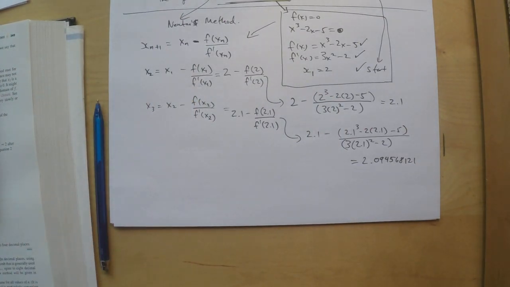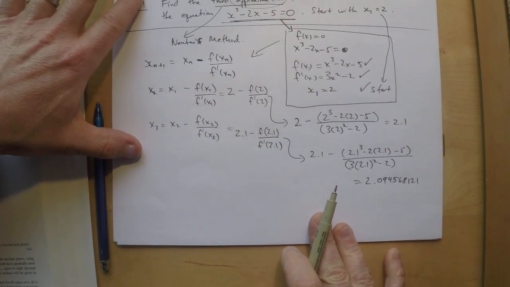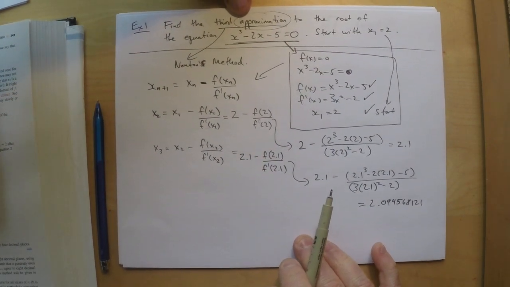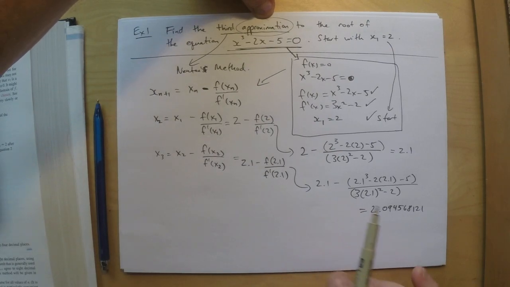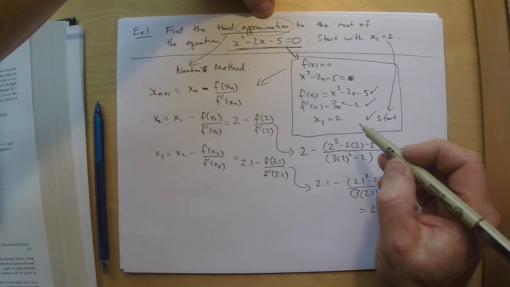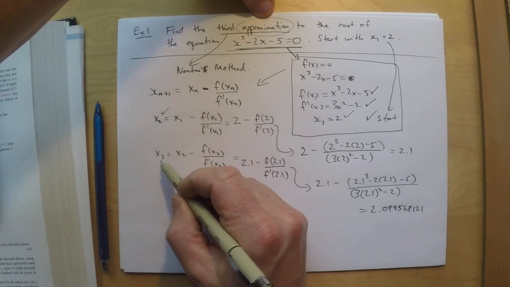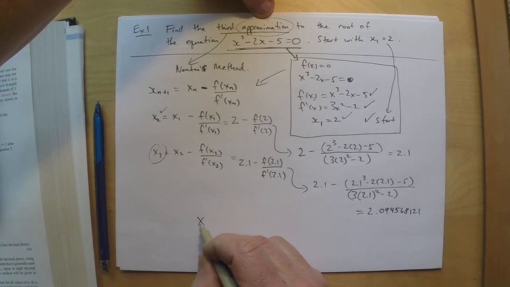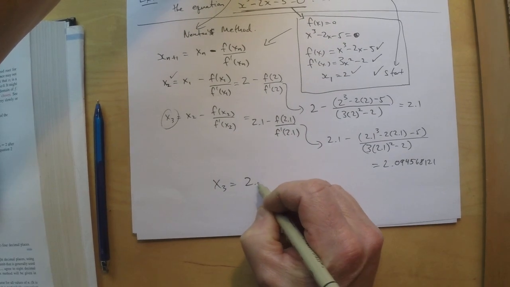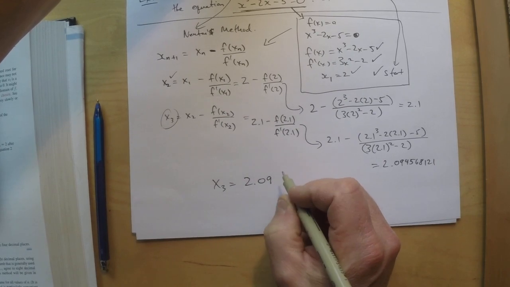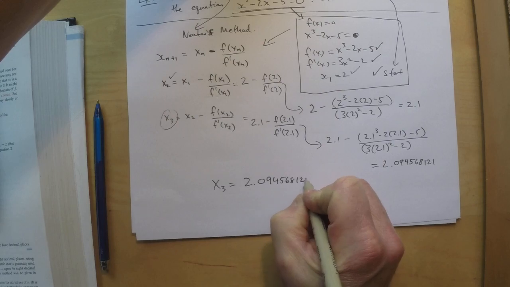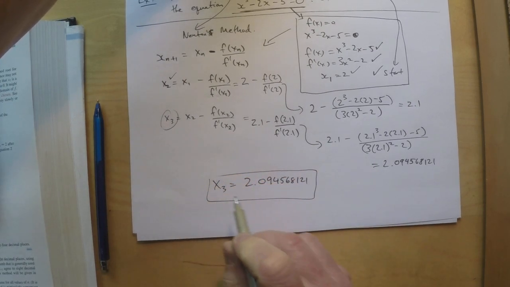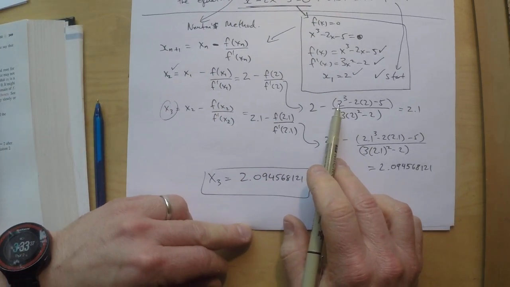And then just keep going over and over and over again. But thank goodness they only asked for the third approximation. So the third approximation is done. We had the first. There's the second. There's the third. Third approximation. 2.0945682121.